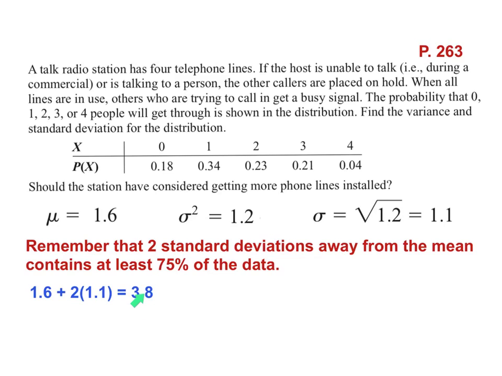So this supports the idea that 4 lines is probably enough, because it doesn't go over. And that's the point of this problem. They shouldn't need more phone lines because we're still under there.